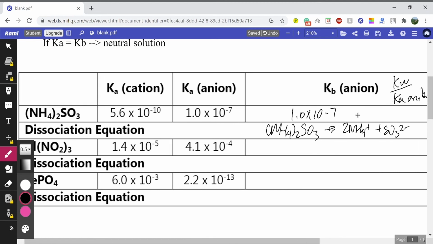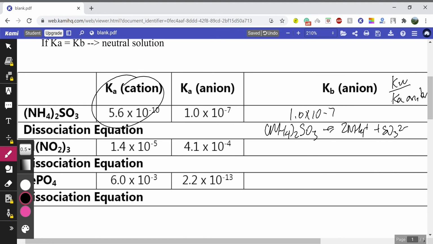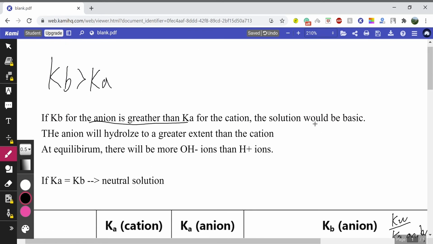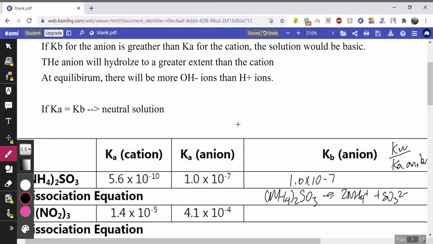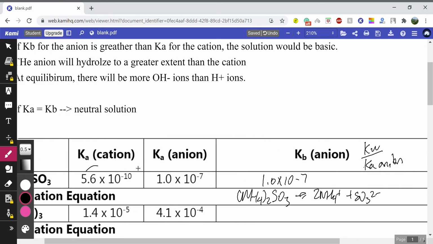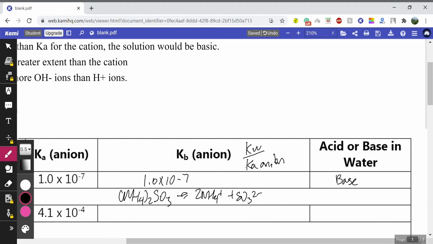Why? Because the Ka of the cation is smaller than the Kb of the anion. Over here, if the Kb for the anion is greater than Ka, it is basic. The Kb for the anion is greater than the Ka of the cation. 1.0 times 10 to the negative 7th is greater than 5.6 times 10 to the negative 10th. So this is going to be basic. And the reason? Because Ka of cation is less than Kb of anion.